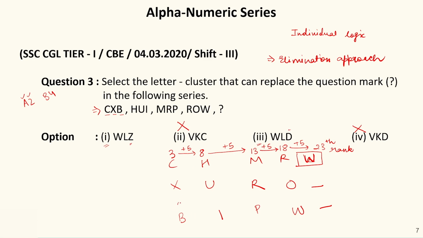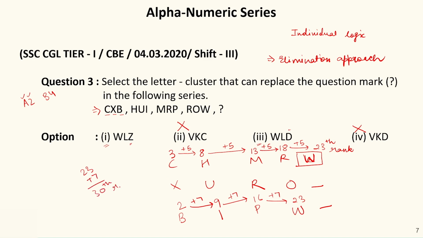From B is ranked at 2. I is ranked at 9. P is ranked at 16. W is ranked at 23. So from 2 to 9, we are adding 7. From 9 to 16, we are adding 7. 16 to 23, we are adding 7. Now, if I add 7 to 23, I'll get 30.